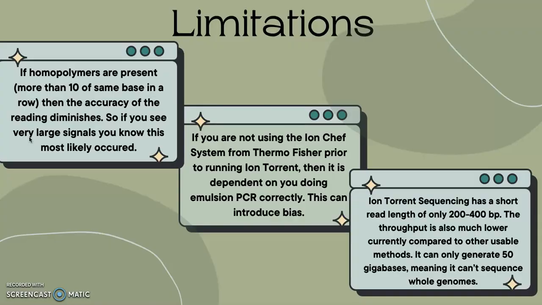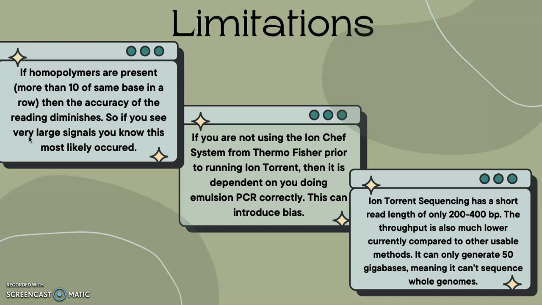In addition to the weaknesses I mentioned on the previous slide, ion torrent sequencing has some other limitations as well. The first limitation is if homopolymers are present. With ion torrent, a homopolymer is more than 10 of the same bases in a row. If a homopolymer is present, the accuracy of the read will diminish. But how would you know you have a homopolymer in your sequence? A good indicator would be seeing a very large signal because the detected voltage level should reflect the length of the homopolymer.